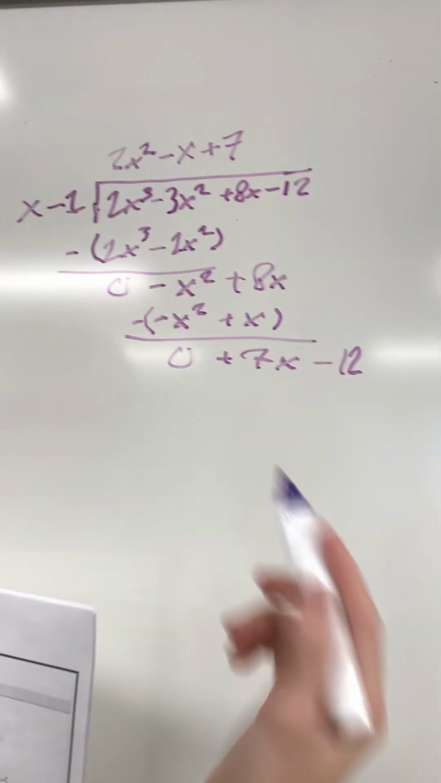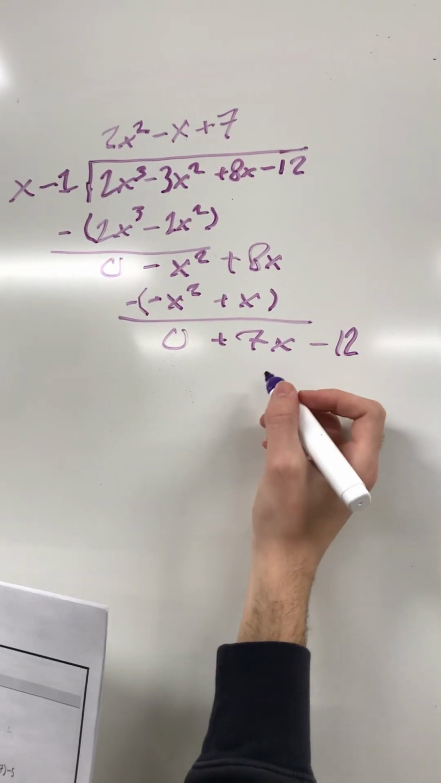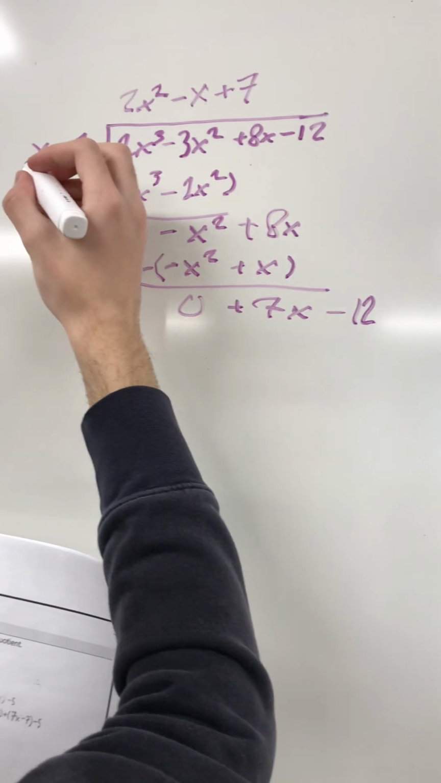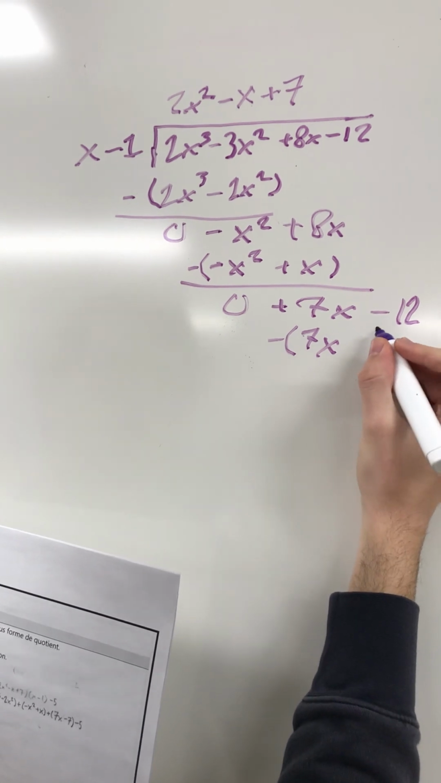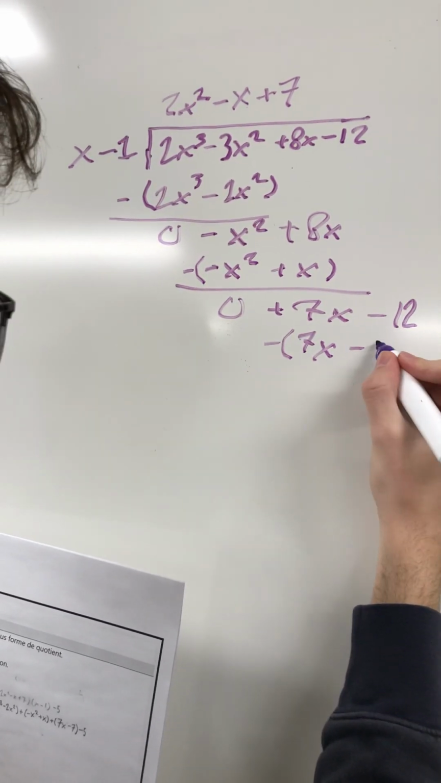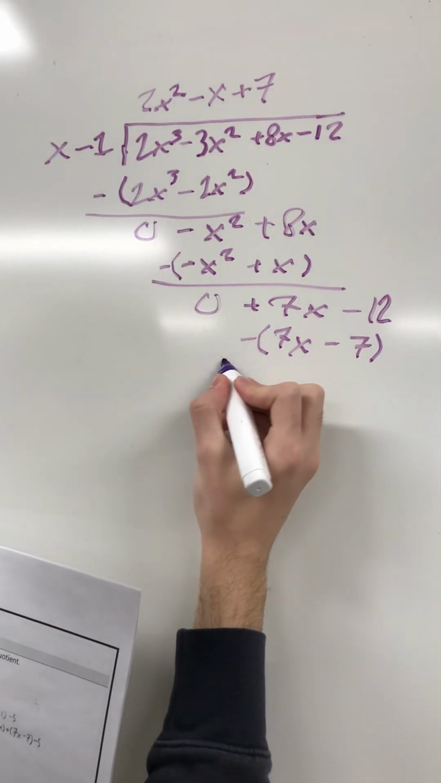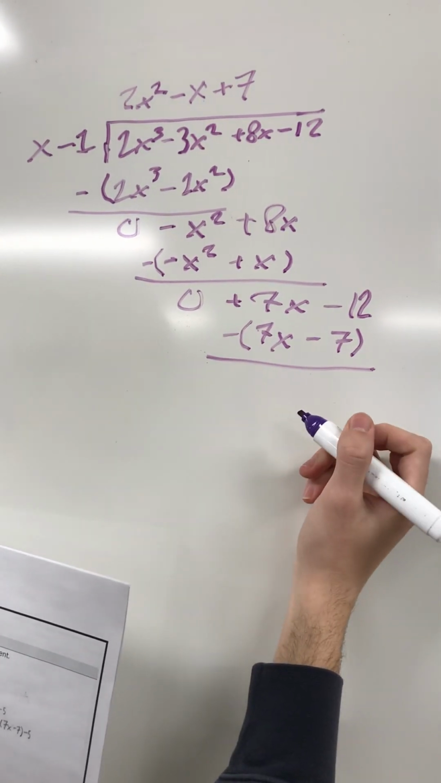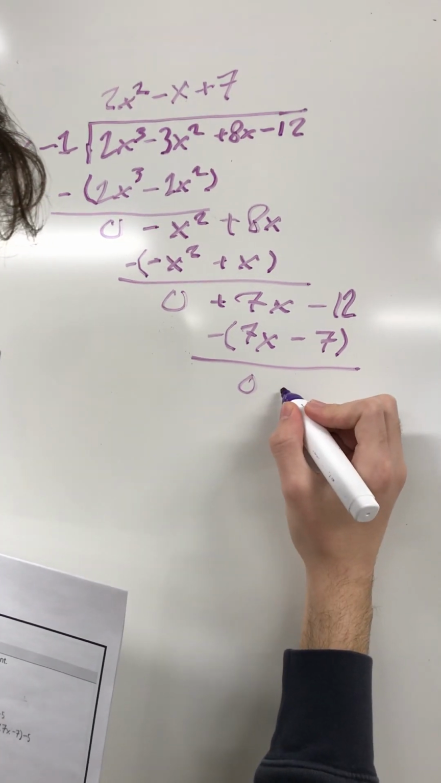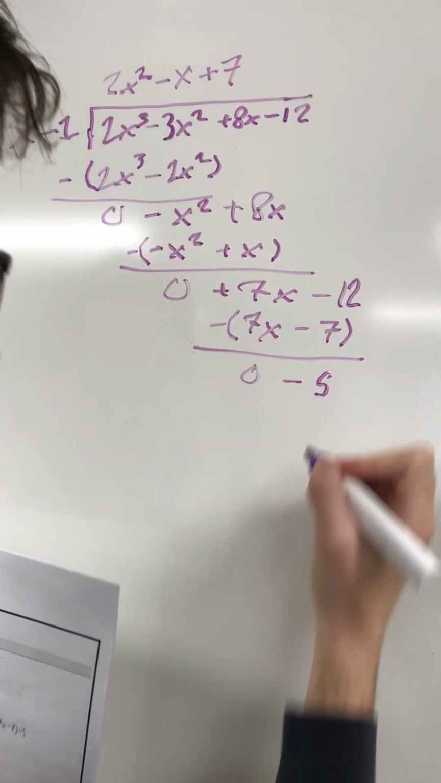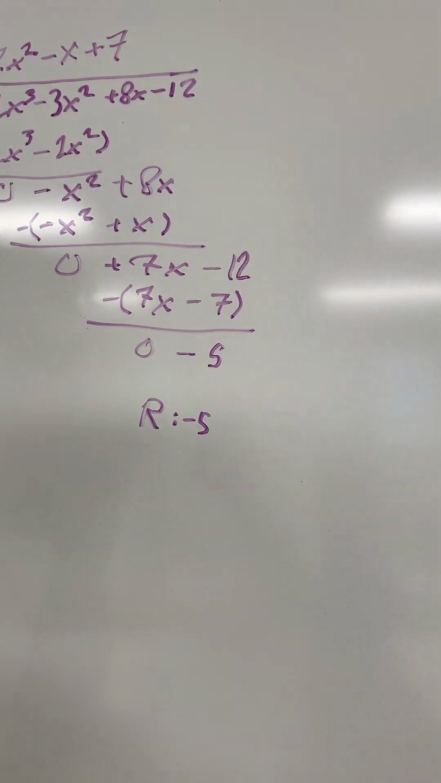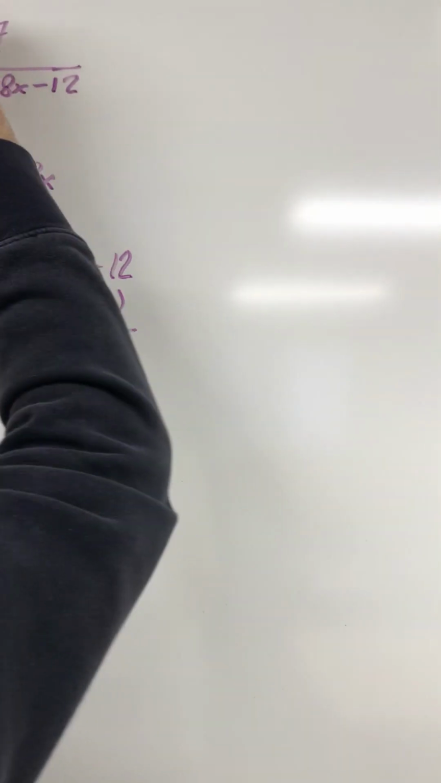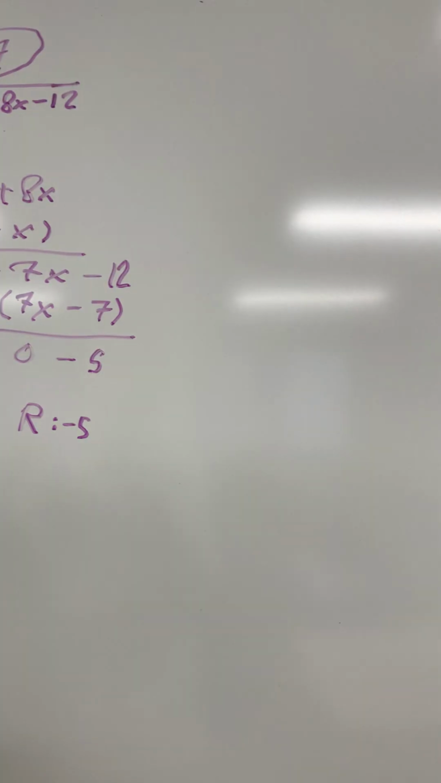So you have this part, but now you just need to find the rest, so you do this a second time. You do 7 times x, which gives you 7x, and then 7 times -1, which gives you minus 7, and then do that minus that, and you get minus 5. So the rest is minus 5, and then the thing itself is this here. This is your answer. And we can verify this by multiplying this by this.